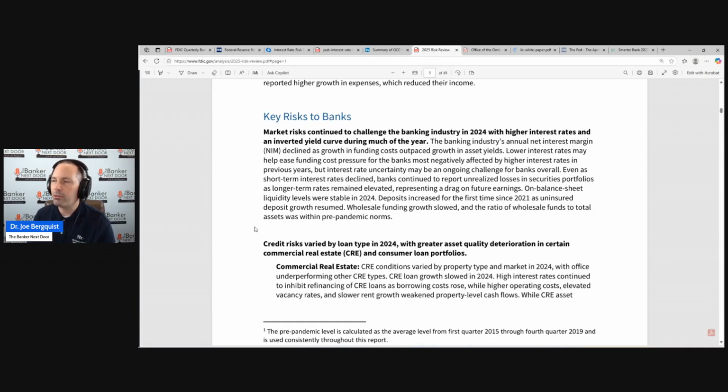On-balance sheet liquidity levels were stable in 2024. Deposits increased for the first time since 2021 as uninsured deposit growth resumed. Wholesale funding growth slowed, and the ratio of wholesale funds to total assets was within pre-pandemic norms.